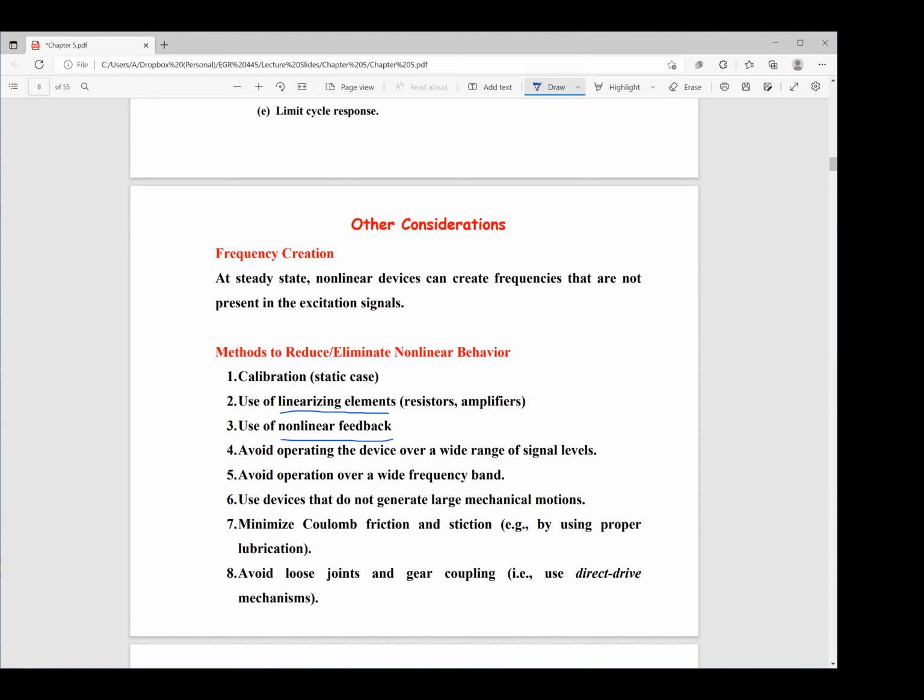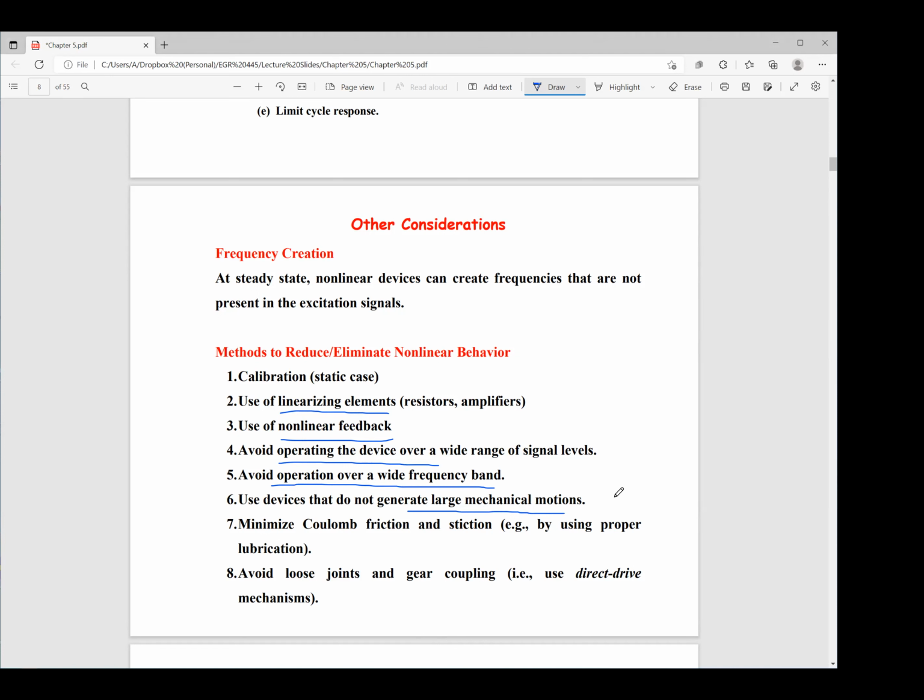Then the next part is basically to limit the operating range. So basically the operating range is going to be limited to where the behavior is going to be linear. Then limit operation over a wide frequency band. And this is something interesting. Many a time at a low frequency, the systems behave in a linear fashion. At high frequencies, the system behaves like a nonlinear system. Then we actually come up with some type of mechanical stops that would limit the motion.